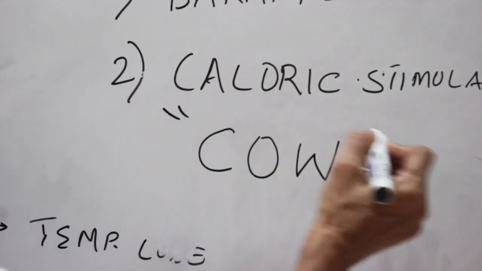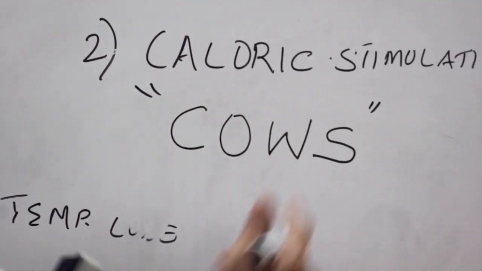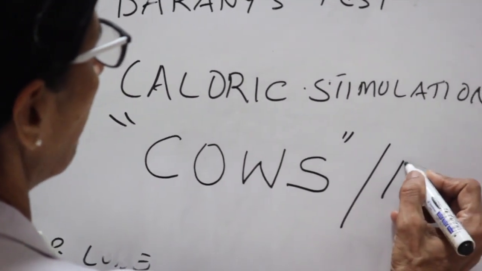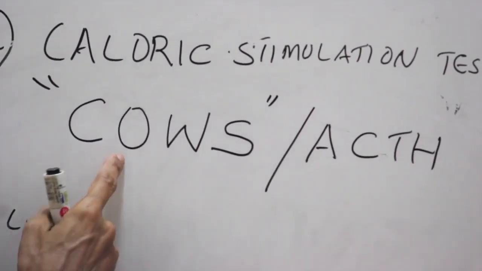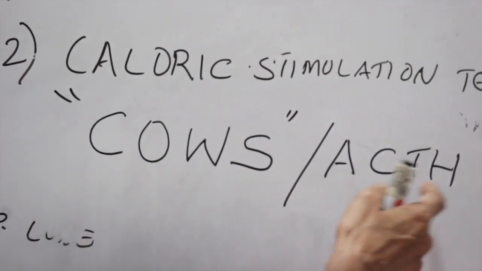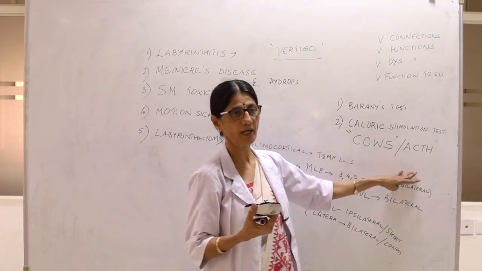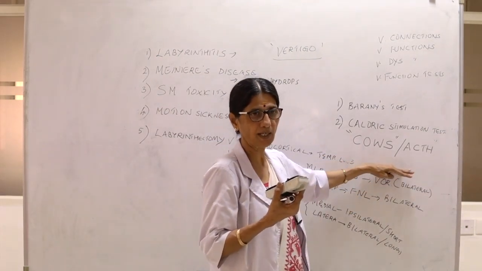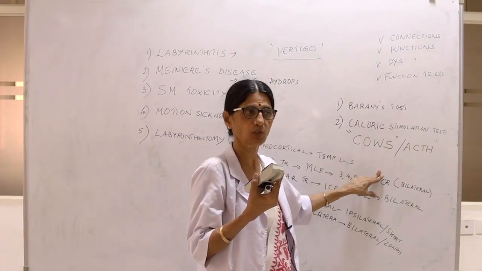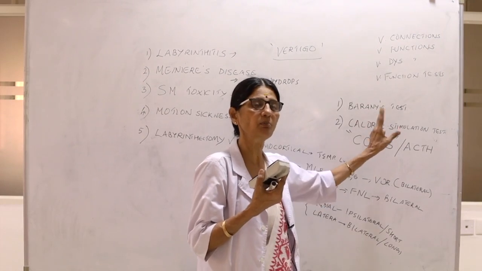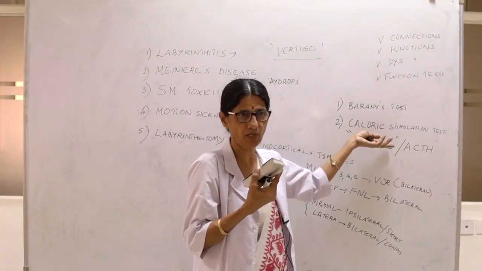So this is the mnemonic which can be used for the caloric stimulation test. Another mnemonic is ACTH: away from cold, opposite; towards the hot, same side. So this is the code which can be used to conclude whether that particular side of the vestibular apparatus is normal or not. If it is abnormal, there will be no response at all. So that's how we conclude. We can also compare with the standard.